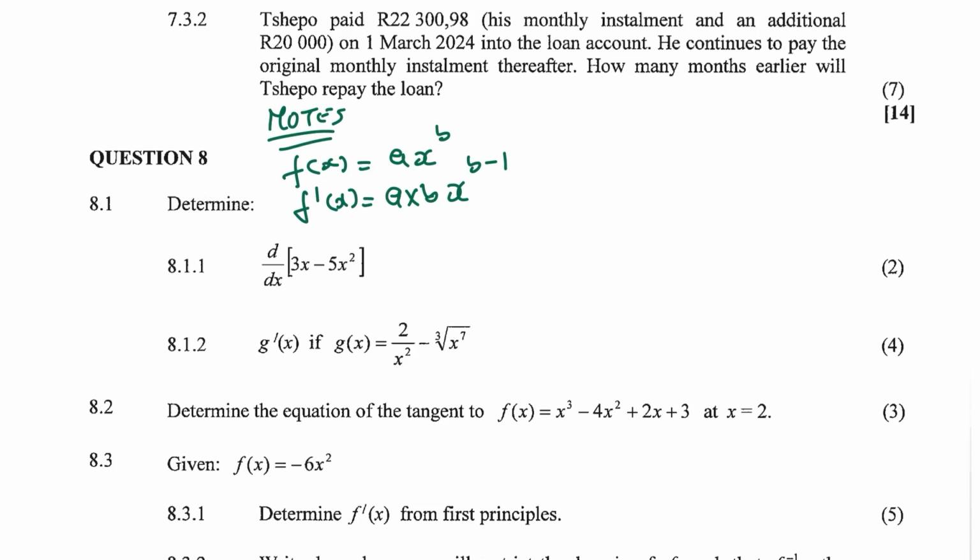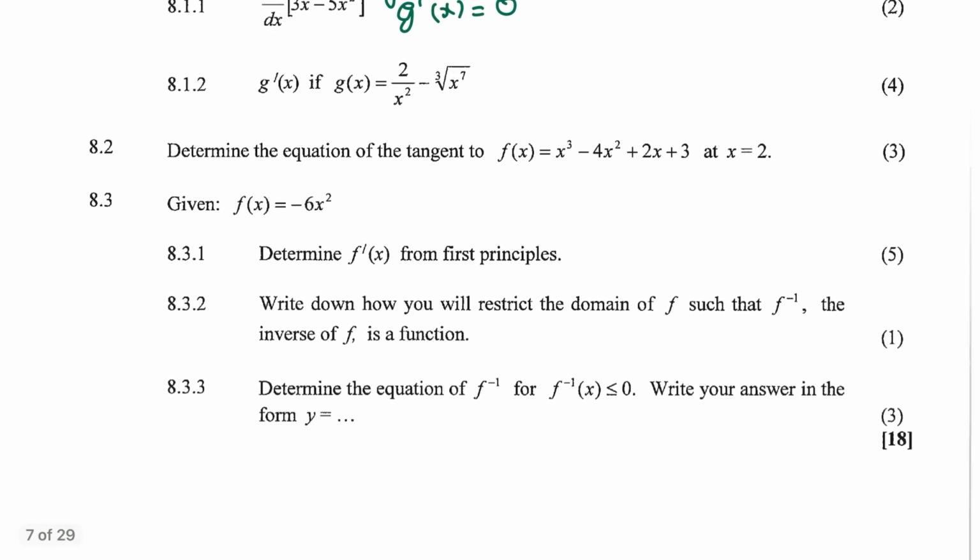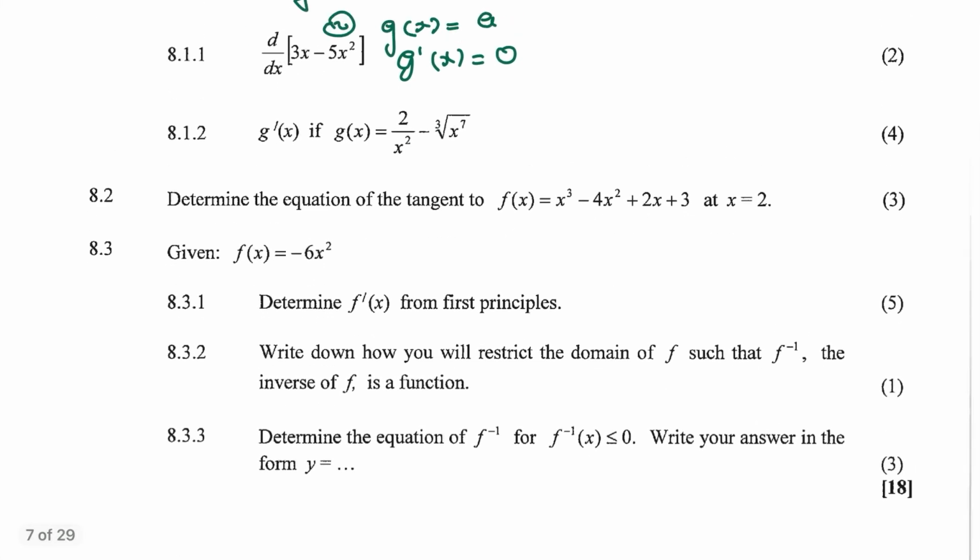Another one that you need to remember is the derivative of a constant. Let's say you have g of x equal to just a constant. The derivative of a constant is equal to 0. Those are the two main rules that you need to remember. If you can remember this, you're going to be able to get, how many marks is this? 18 marks. So let's go.